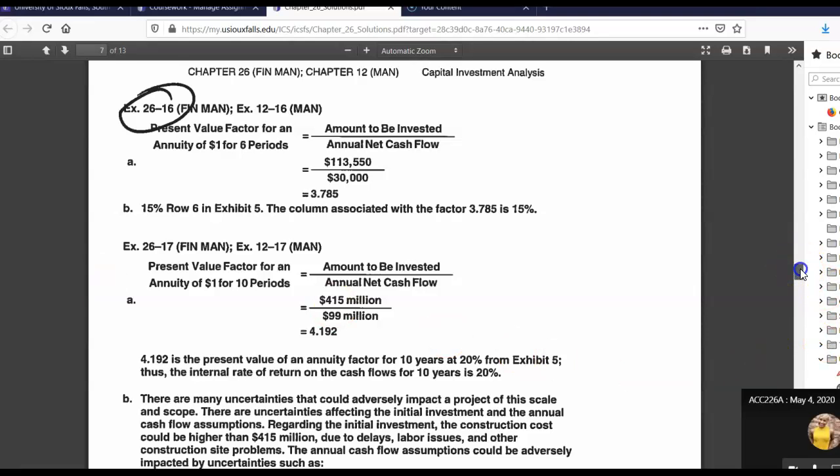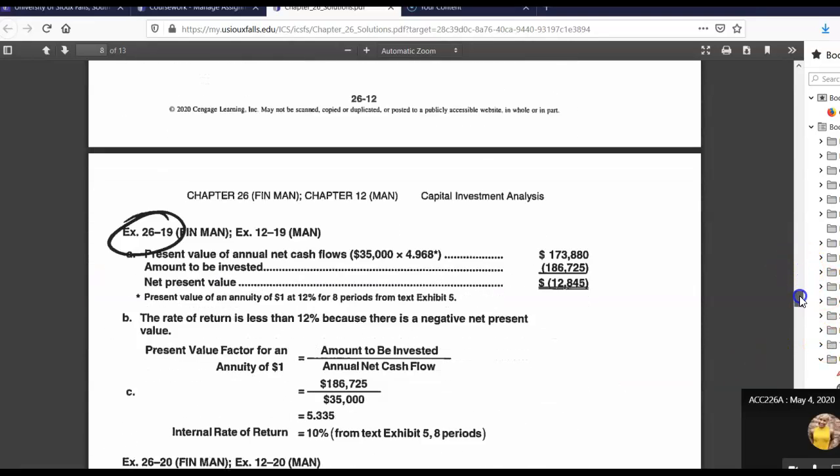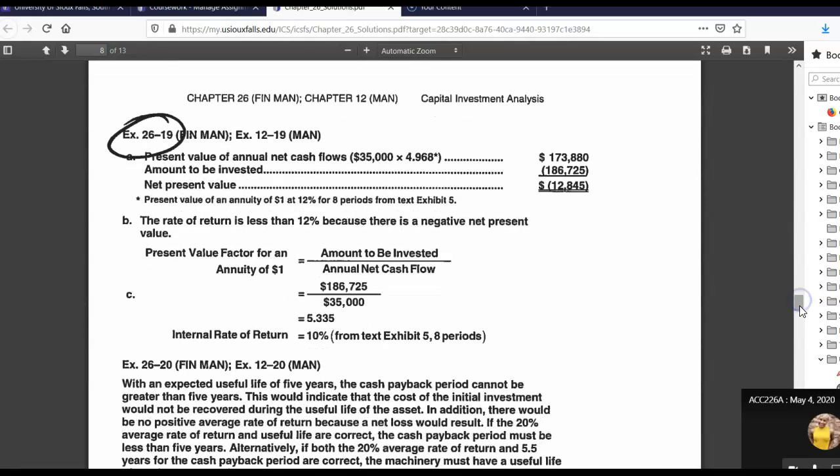So I'll just scroll down here. For number 19, this kind of puts it all together. 19 is a good one for you to review. So I'll let you read number 19 first.